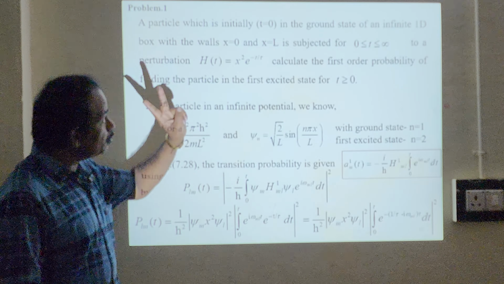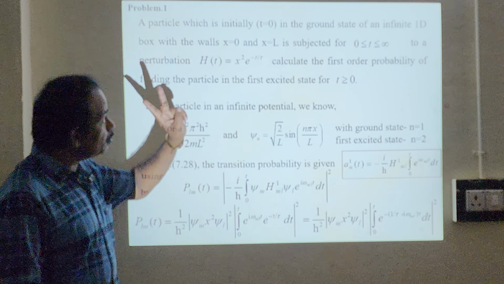So we are going to separate, and separately we are going to integrate this and integrate this. Okay. So x squared sandwiched between ψ_m and ψ_l, mod squared, and this term will be the integration 0 to t of e to the power iω_ml t e to the power minus t by τ dt. Now we can do them separately, then multiply, and we will get the final answer, the transition probability. So that's the idea.